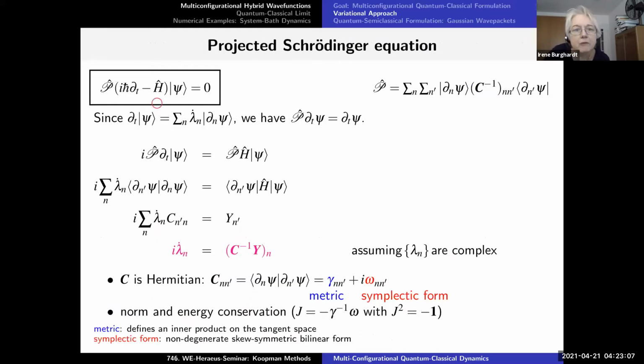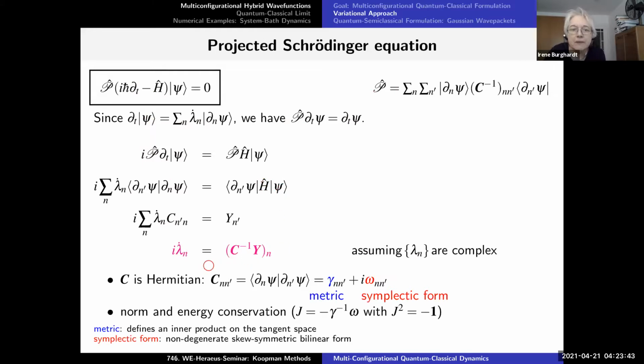And so with this projector, we can explicitly work out the projected Schrödinger equation, which is going to be formulated in terms of the time evolution of the parameters. So we simply take this explicit form of the projector that we just looked at, we insert this, and finally we get these equations for the parameters, where the C matrix or the Gram matrix appears again, and we have this Y vector, which relates to the action of the Hamiltonian on the wave function.